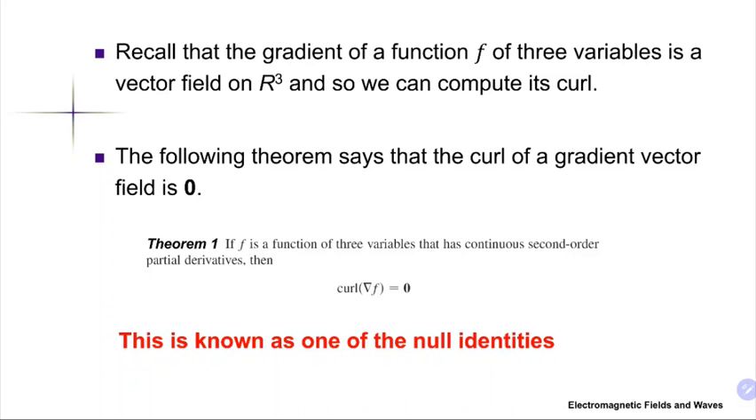Okay, so there is a theorem that says that if the function of three variables has continuous second order partial derivatives, then the curl of the gradient is equal to 0. Okay, so this is a theorem. The curl of a gradient is equal to 0. This is known as the first identity. So if I take the gradient of a scalar field, and then take the curl of that, that will be equal to 0. Okay, so this is my first theorem.